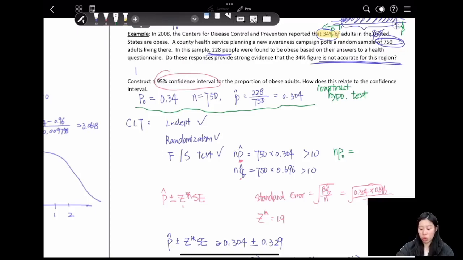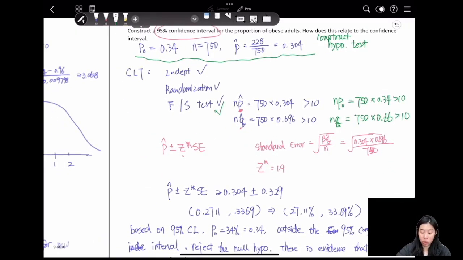Okay, so the success value should be 715 times 0.34, which is greater than 10, and then the q should be q naught, which is 750 times 0.66, also greater than 10. So even if you switch to a hypothesis test, it still passed the failure and success test. That means, yes, we can run a hypothesis test. Now we need to state the null hypothesis and the alternative hypothesis.